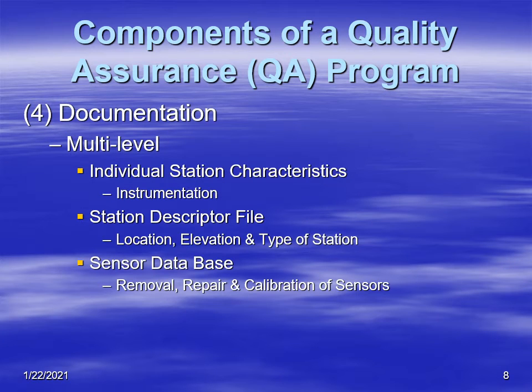Another step in the quality assurance program is documentation, meaning that once the instruments are out in the field, you need to identify the location, the elevation, the type of station, the type of instrument, and then also when you fix an instrument, if it breaks, when you recalibrate it, or if you have to swap out sensors, that should be documented also, so that when you start to see differences in the data, you'll realize that that is the day that you swapped out the instruments.